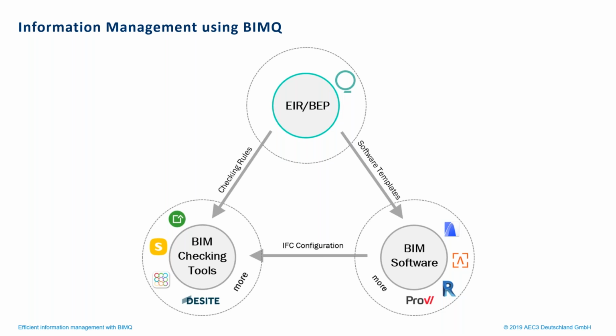And on the other hand, checking rules can be exported. Therefore, the models have to be exported as an IFC file from the BIM software, and then these IFC files can be imported to the checking tools, for example, Solibri, DSite, or BIM Collab. And in the checking tools, the models can be checked with the rules that were exported from BIMQ.